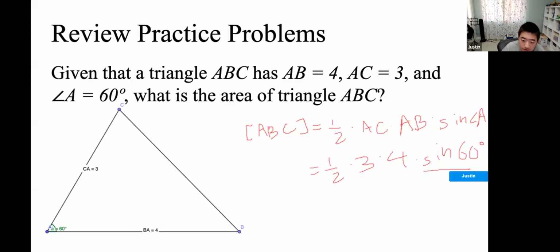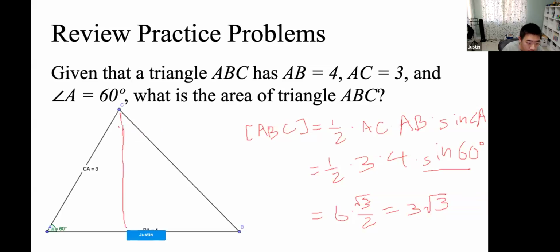Sine 60 is root 3 over 2, so this will become 6 times root 3 over 2, which is 3 root 3. If you forgot the area formula, you can also rederive it by dropping this perpendicular. Then the height will be 3 sine 60 degrees, and you can use base times height over 2.